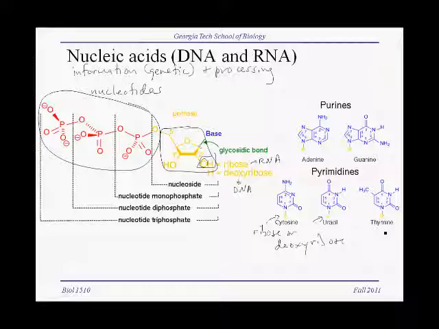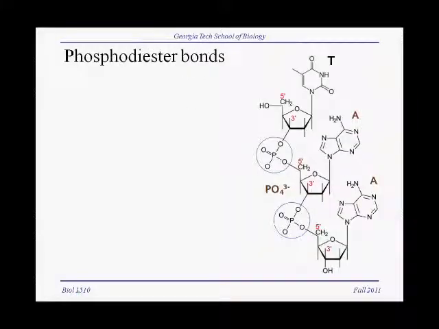And of course, thymine is in DNA and uracil is in RNA. They both have adenine, guanine, and cytosine. And so how are these linked together? These nucleotides, remember they have to have a phosphate, are linked together by phosphodiester bonds. And here you go.